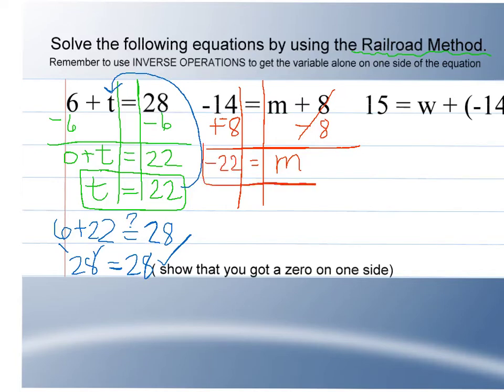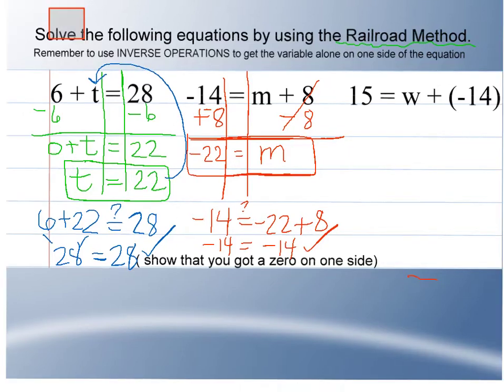Now let's always just mentally check that to make sure that that's right. So down below I'm going to resubstitute in. So I'm rewriting the problem. Negative 14 equals, is that equal to negative 22 plus 8? And yes, negative 22 plus 8 is negative 14. So again, we are right with the correct value that m is equal to negative 22.